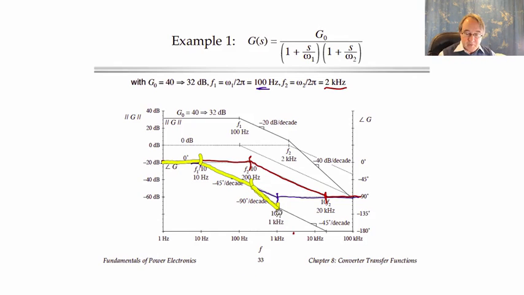When we get to 10 F1, or 1 kilohertz, the first asymptote flattens out, but the second keeps going, so we continue with a slope of minus 45 degrees per decade until we get to 10 times the second corner at 20 kilohertz. After that all of our individual asymptotes are flat, and so the composite has a flat asymptote also of minus 90 plus minus 90, which is minus 180 degrees. So there, the yellow is the composite phase asymptotes for this transfer function.